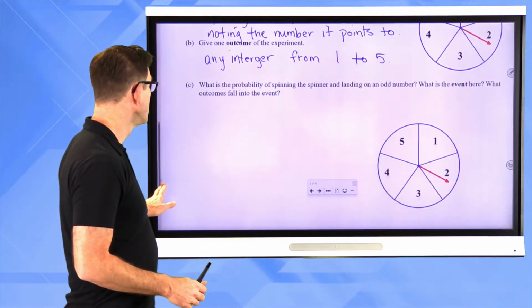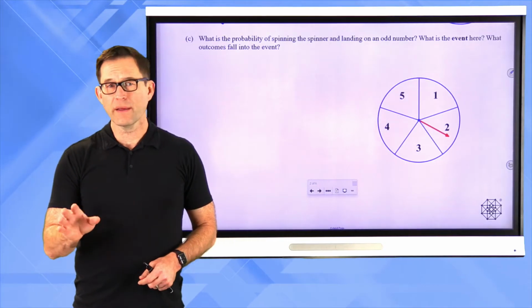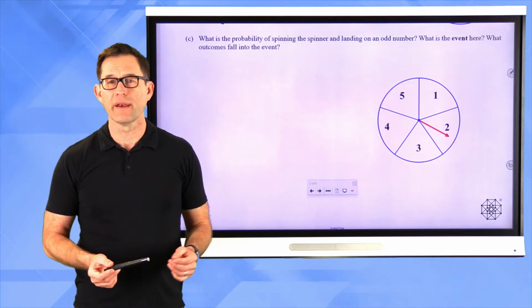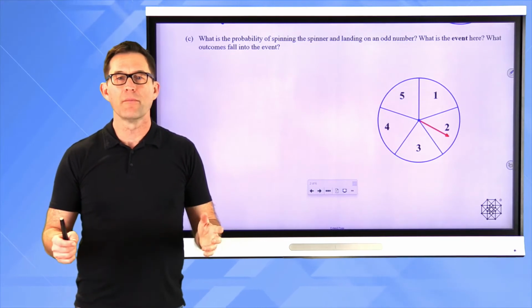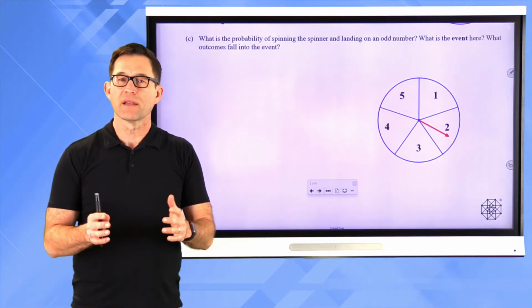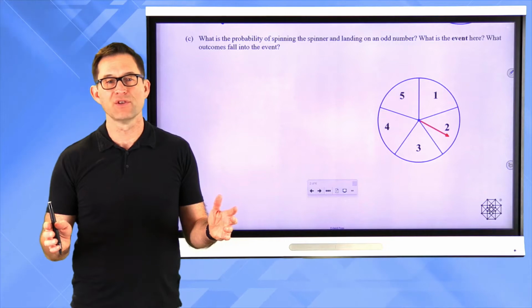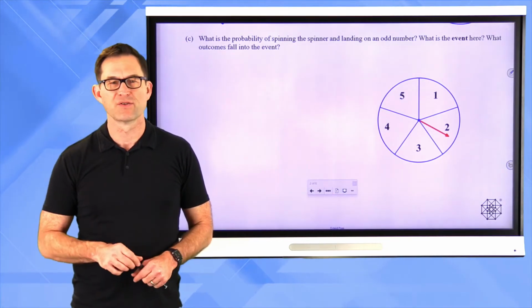All right, letter C. What is the probability of spinning the spinner and landing on an odd number? What is the event here? What outcomes fall into the event? All right, now what I'd like you to do is pause the video right now and just answer the first part of this question. What is the probability of spinning the spinner and landing on an odd number? Because unless you've missed probability all these years throughout all the courses that you've studied probability in, you're going to be able to answer that question.